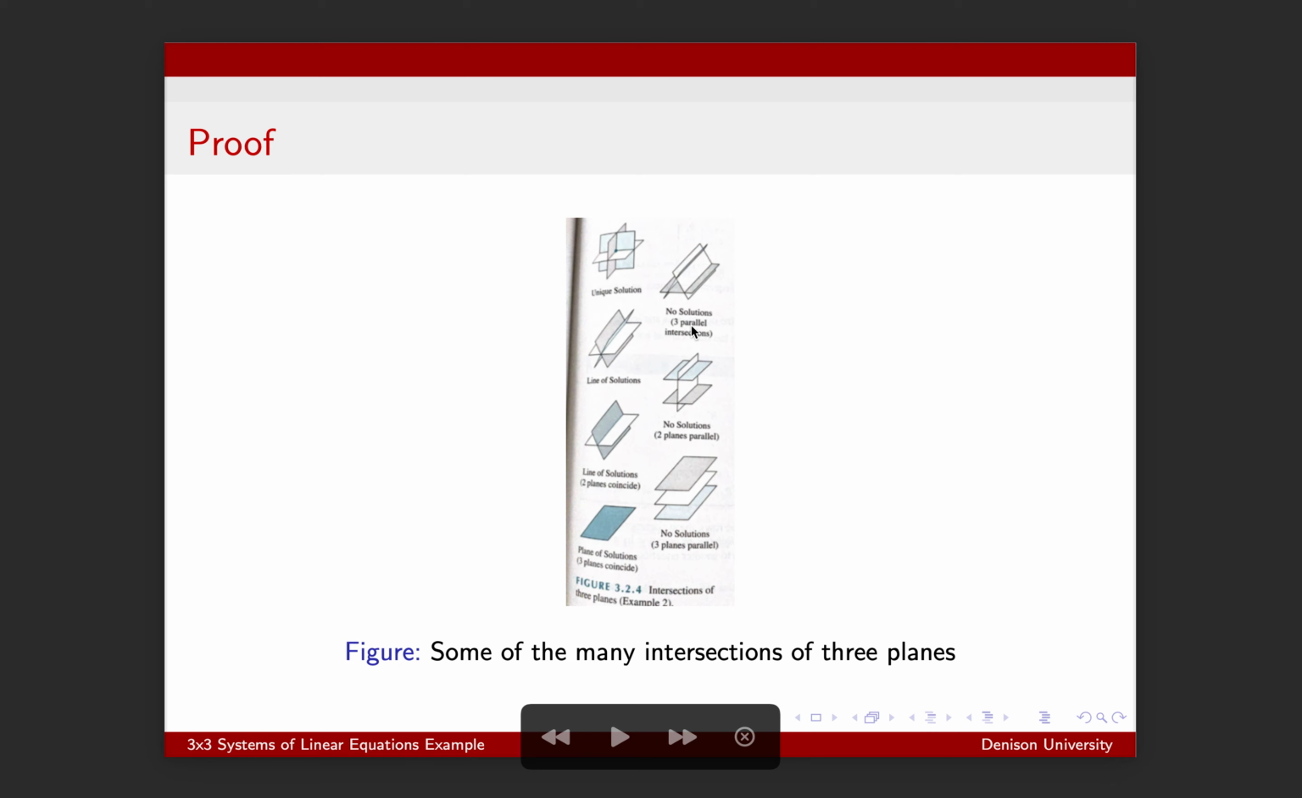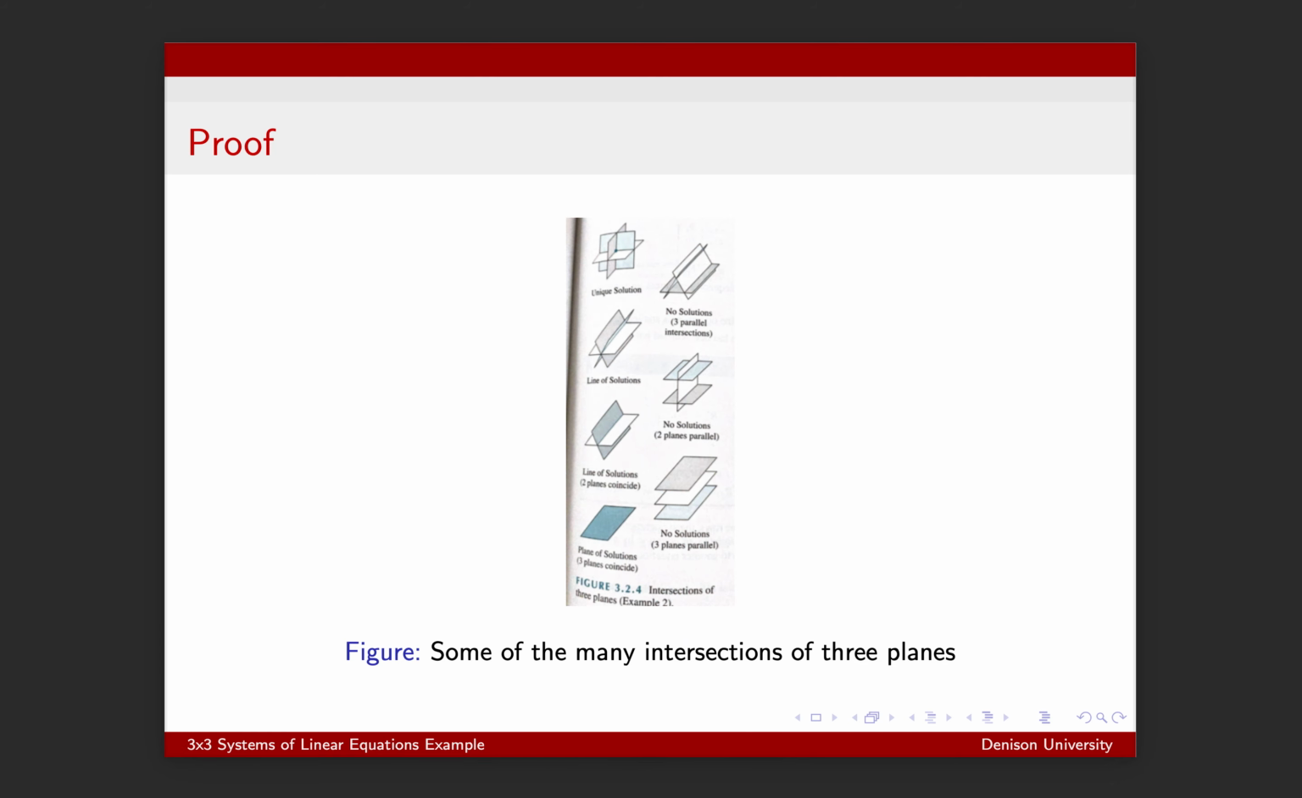This is our first example that has no solution. We can see that this white plane intersects this horizontal plane and this other plane along this line and this line. However, there's no point at which all three planes meet. This plane meets both of the other planes, but not at a point where the other two planes meet each other. That's why that has no solutions.